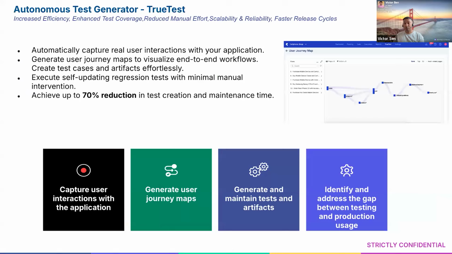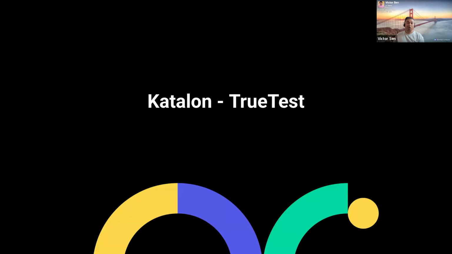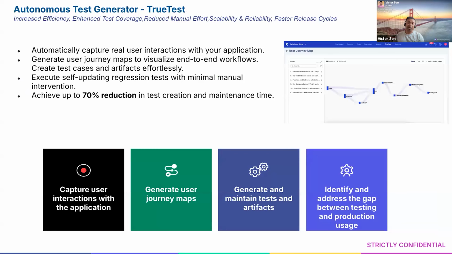Next one is Katalon TrueTest. When we talk about TrueTest, it is entirely an AI product which helps you to convert your user actions into test cases. How it does it is, first, it captures the user interaction. Second, it generates the journey map. A journey map is where you see the visual representation of your application with all the actions that have been performed in the set duration. So you choose to generate a journey map.